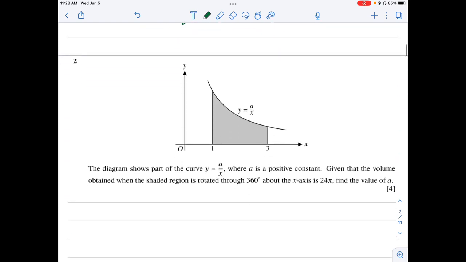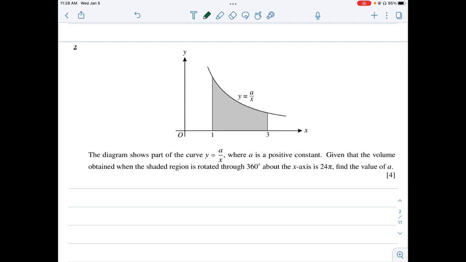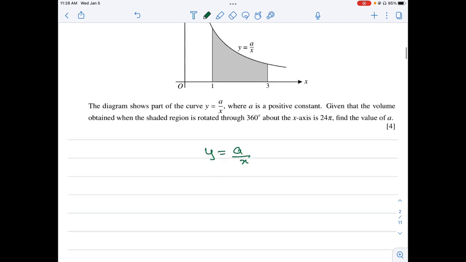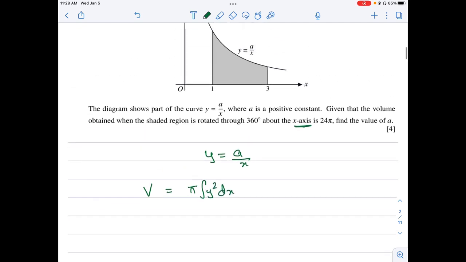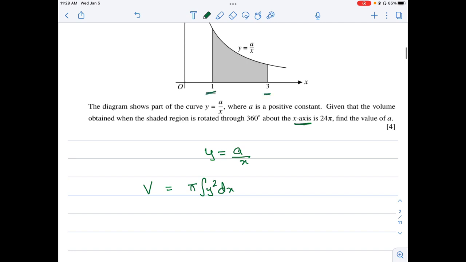Coming to the second question. The diagram shows a part of the curve y is equal to a upon x, where a is a positive constant. Given that the volume obtained when the shaded region is rotated 360 degrees about the x-axis is 24 pi, find the value of a. So y is equal to a upon x. So he's asking us to find the volume. Volume rotated along the x-axis means pi integral y square dx. And the limits you can see are from 1 to 3.